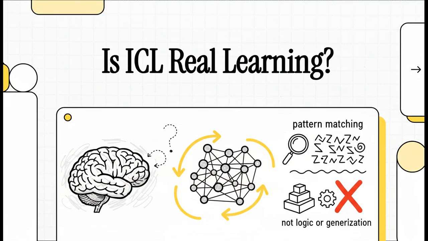Okay, we've all seen AI do these incredible things, right? You show it just a couple of examples in a prompt, and boom, it seems to just get it. This amazing ability has a name. It's called in-context learning, or ICL. And today, we're going to pull back the curtain and find out how it really works.